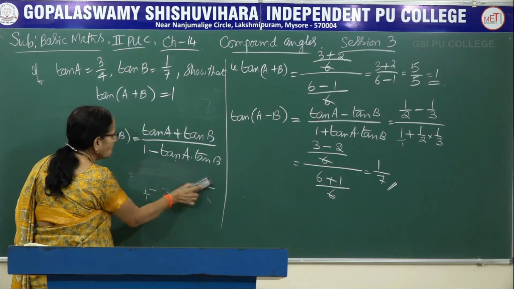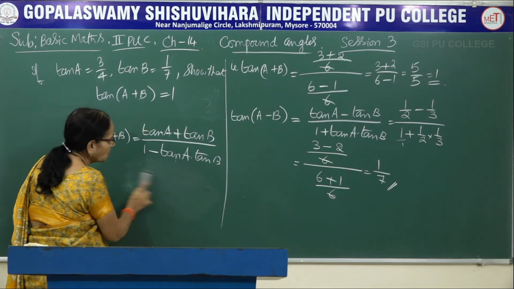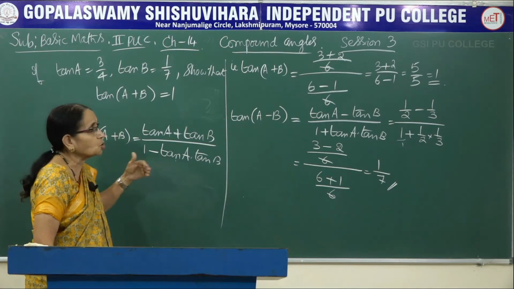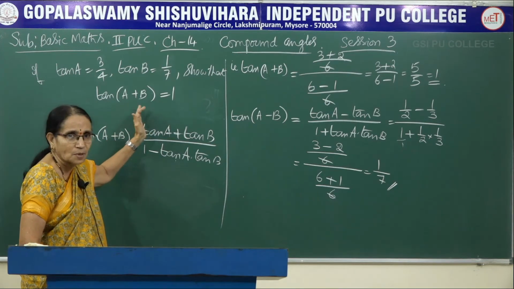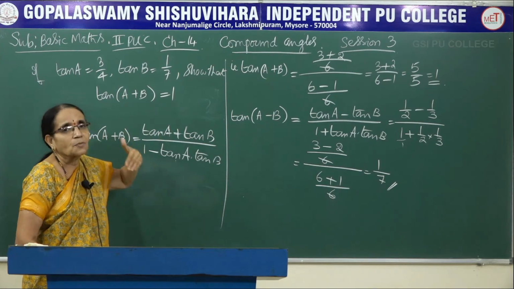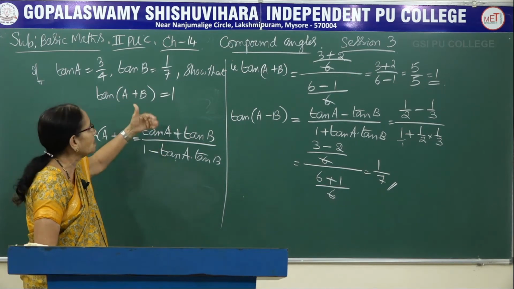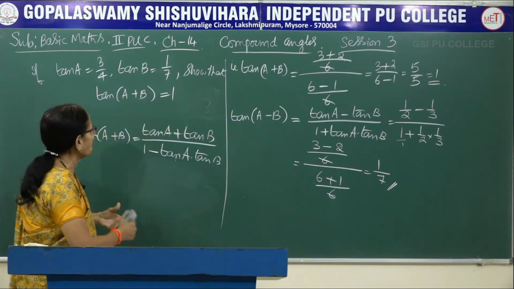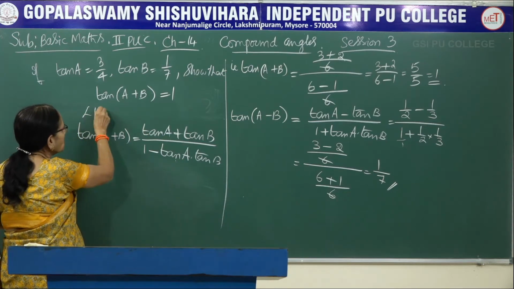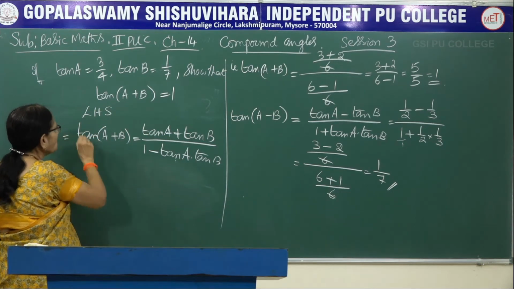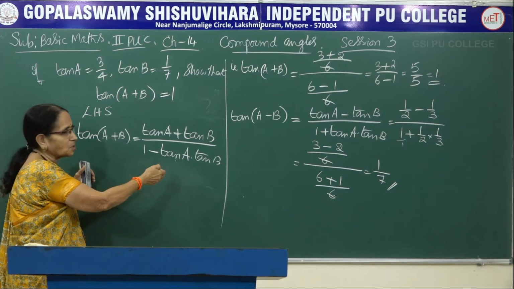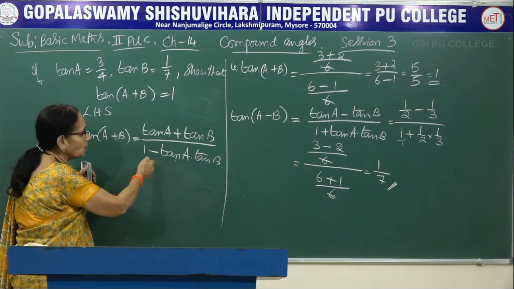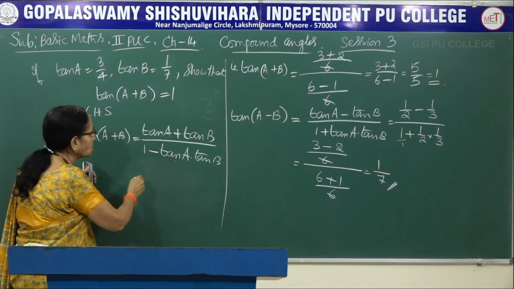We start with the left hand side because whenever they mention, show that or prove that, we always have both the results given. The left hand side and right hand side would be given to us. We usually start with the left hand side and try to get the right hand side. So here, the left hand side is equal to tan of A plus B. Write the expansion, tan A plus tan B over 1 minus tan A into tan B.